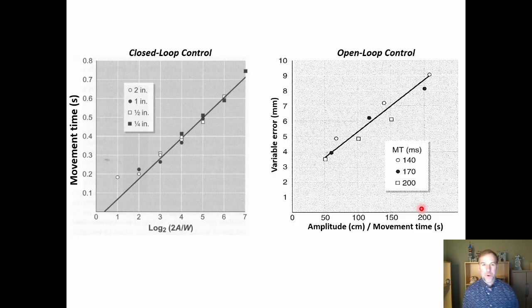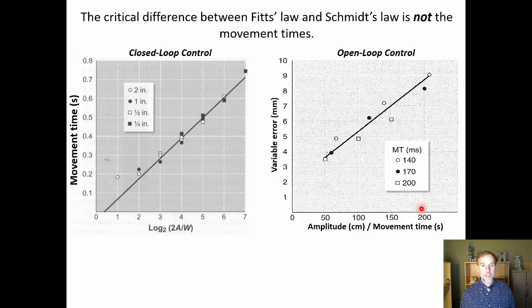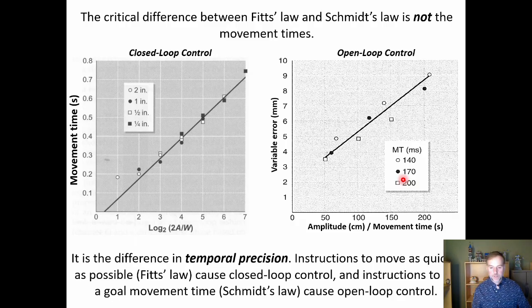So let's just talk about Carlton's conclusions here. He said it's not that movement time is different that causes these linear and logarithmic trade-offs, because Carlton equated those and they still had different movement times. The critical difference, as I suggested on the previous slide, is that temporal precision. So as soon as we tell you to hit a movement time goal, your brain seems to say, okay, I'm going to move in open loop control because if I do any corrections, I'm going to throw off that movement time.